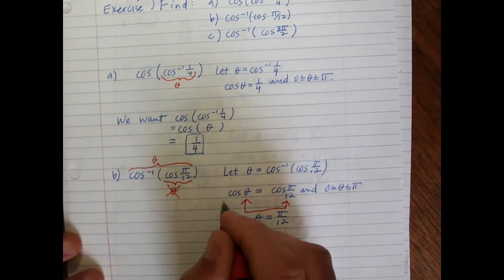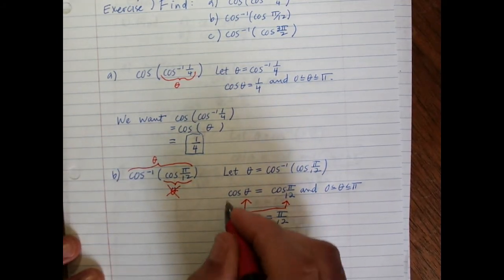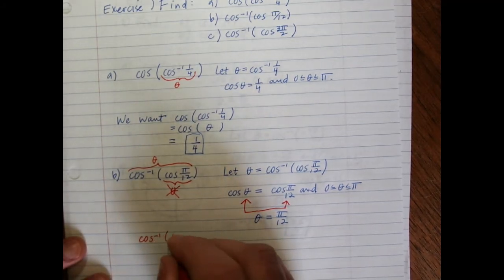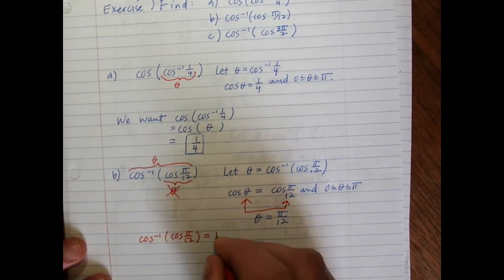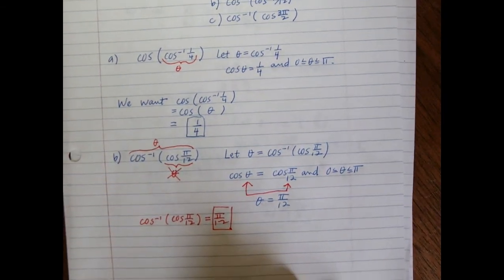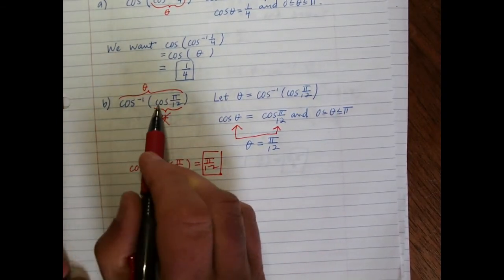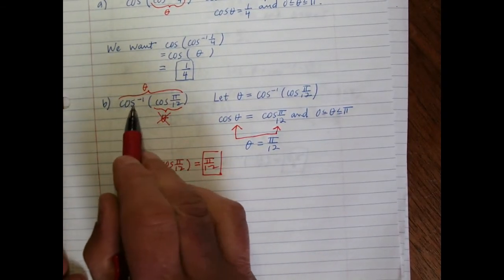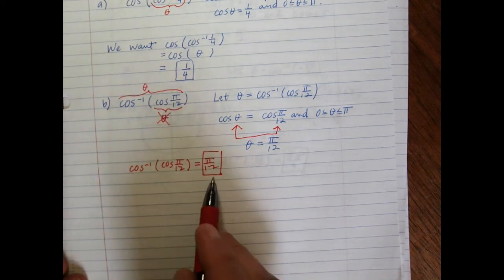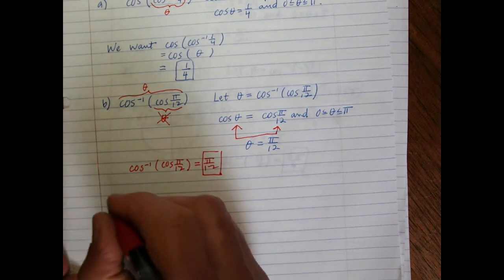My blue ink is running out here, so I'm going to write in red. So cosine inverse of cosine pi over 12, the original problem, is just pi over 12. That's our answer. And this is another case where when you apply a function and its inverse in a composition, they tend to cancel out and leave you right back where you started from. That's not always the case, though.